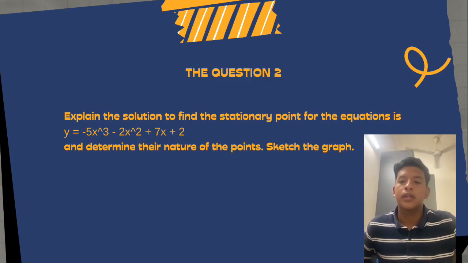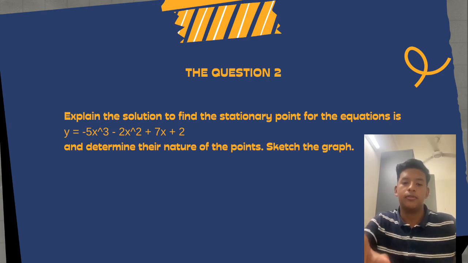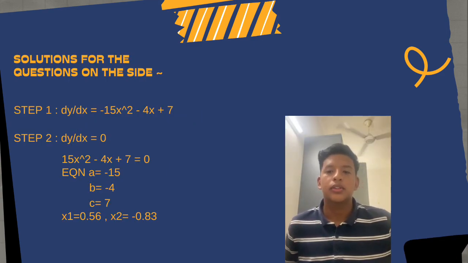Okay, I will explain equation 2. The question is to explain the solution to find the stationary points for y = -5x³ - 2x² + 7x + 2, determine their nature and sketch the graph. Solution for the question on the side. Step 1: dy/dx = -5x² - 4x + 7.